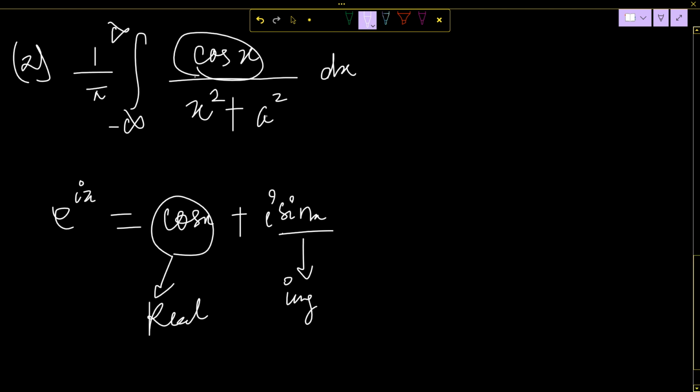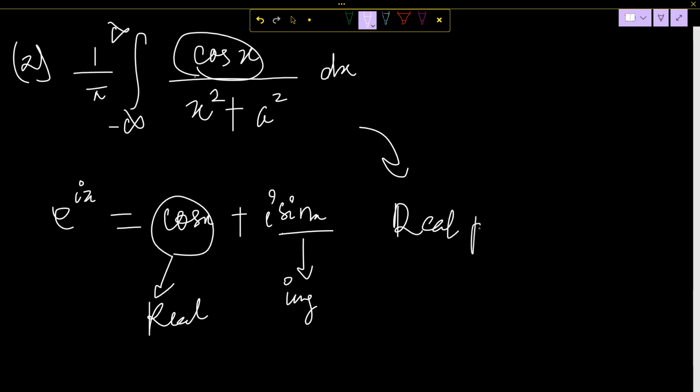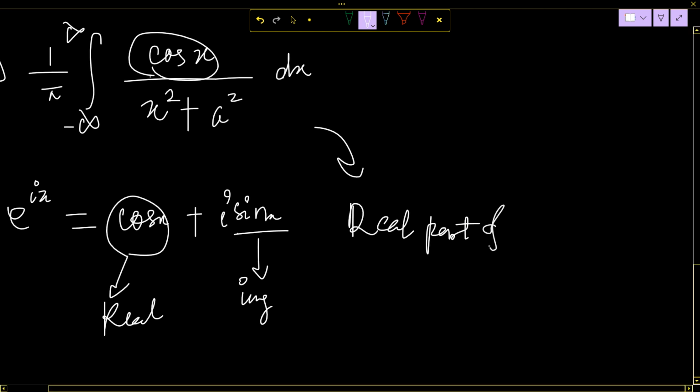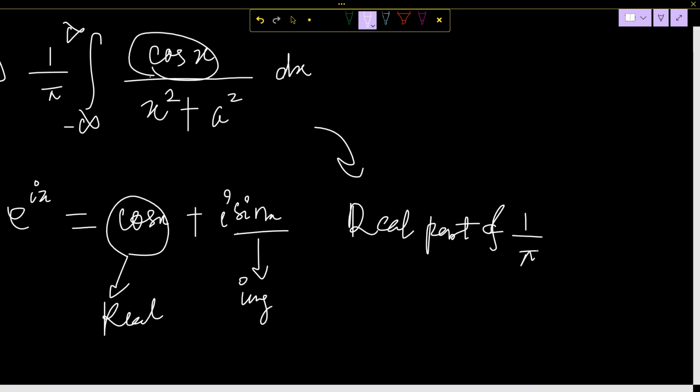So can I write this integration as the real part of 1 by pi, let it be there like that, 1 by pi minus infinity to infinity, cos x meaning e to the power ix? The real part of minus infinity to infinity e to the power ix divided by x square plus a square dx, isn't it?